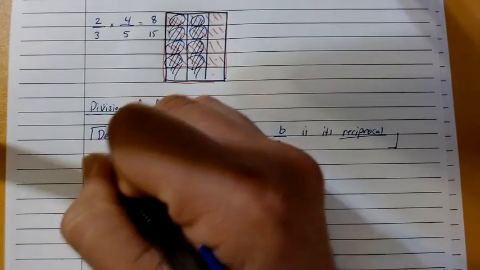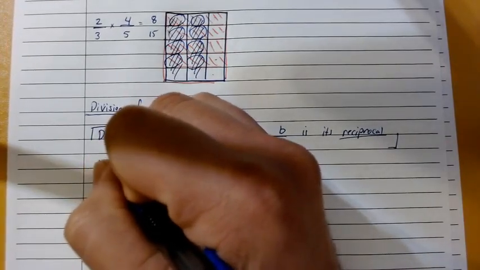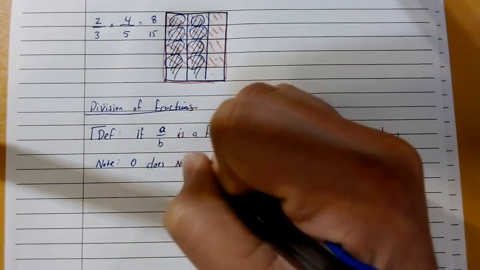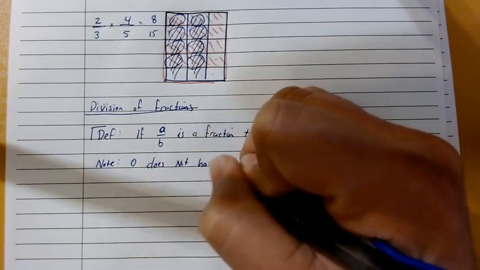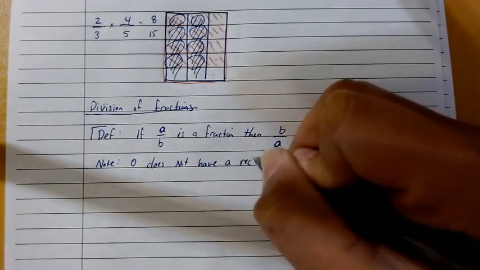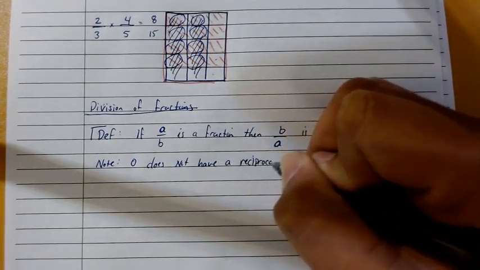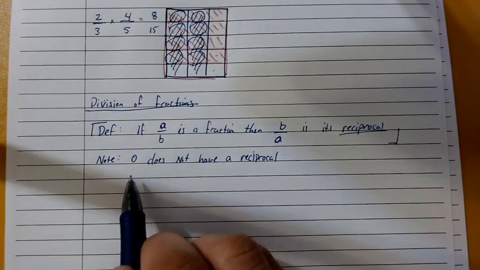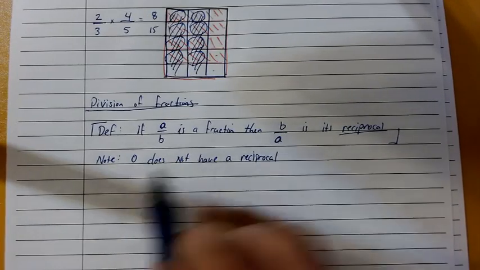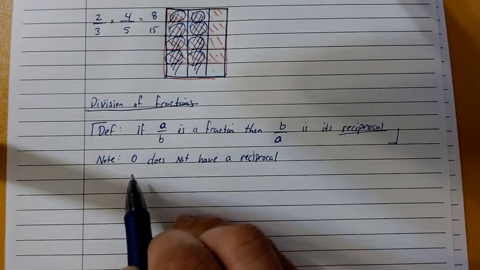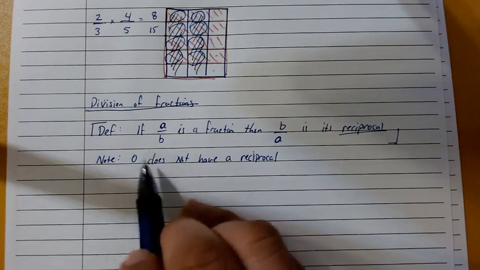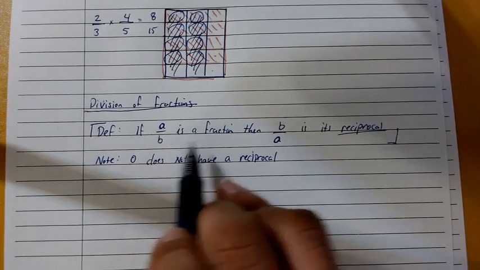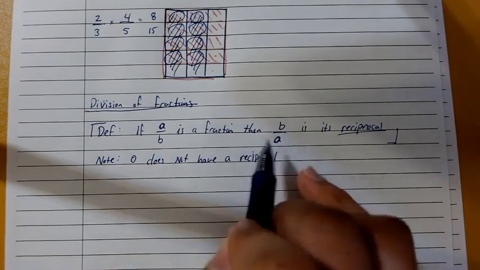Here, a little note. 0 does not have a reciprocal. Because after all, 0 is like saying 0 over 1, but if you flip that upside down, then you have 1 over 0. And dividing by 0 is undefined. So 0 does not have a reciprocal. Every other number, you simply transpose the numerator and the denominator. You flip it upside down.